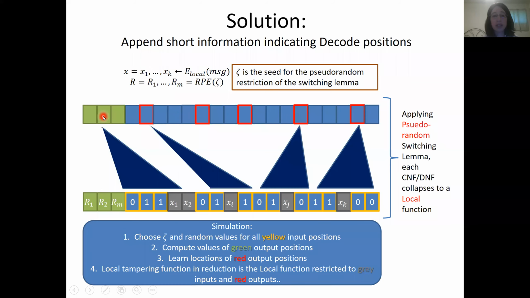Once we learn this, we learn the tampered seed data, which allows us to figure out which positions are the star positions. So the red positions are the star positions. They're the ones that we care about.